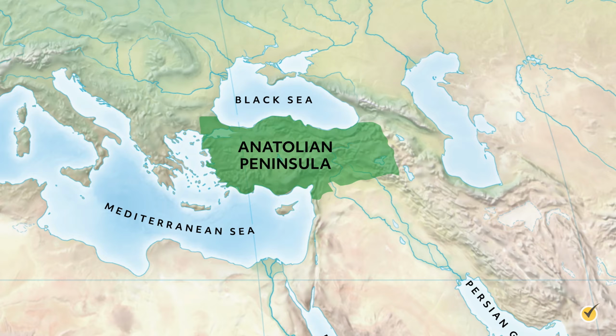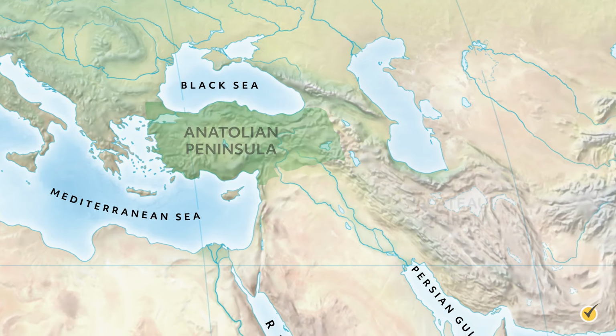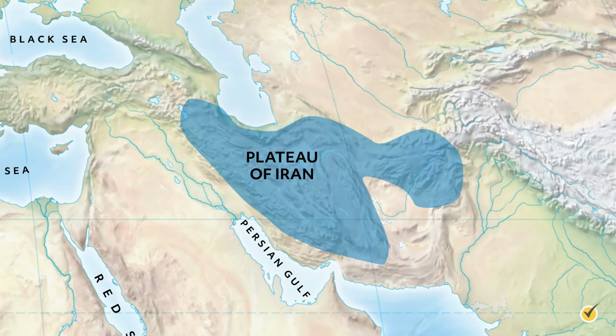This peninsula represents the northernmost extension of Southwest Asia. The third and final region is the Plateau of Iran, which is bordered by the Persian Gulf to the southwest and Caspian Sea in the north.